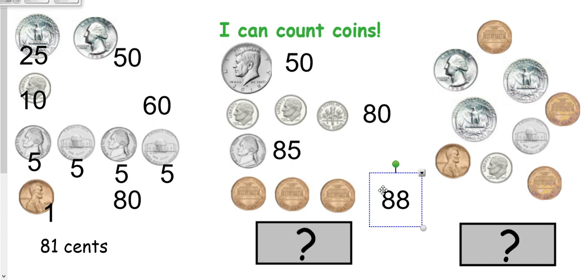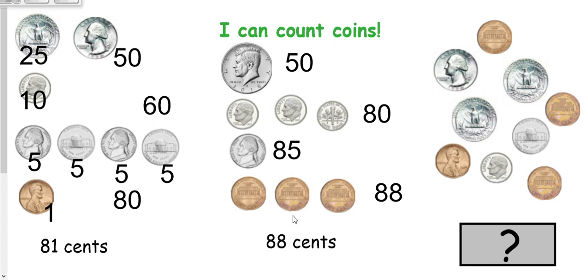Do you think we have 88 cents here? Let's go back and recount it and double check. 50, 60, 70, 80, 85, 86, 87, 88. 88 cents. Let's look at our last group of coins.